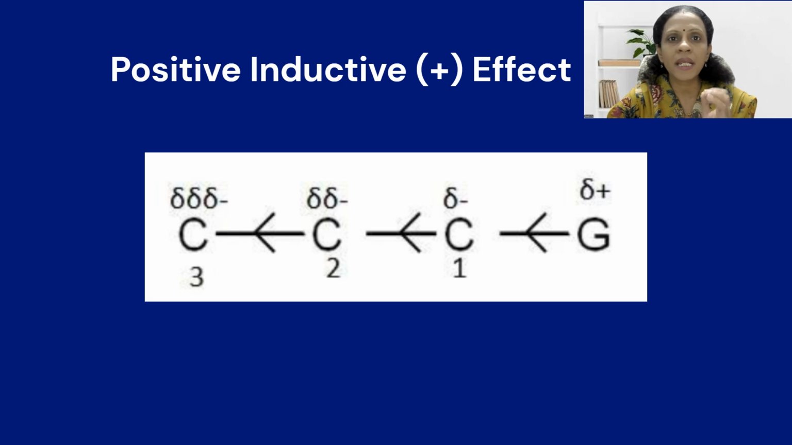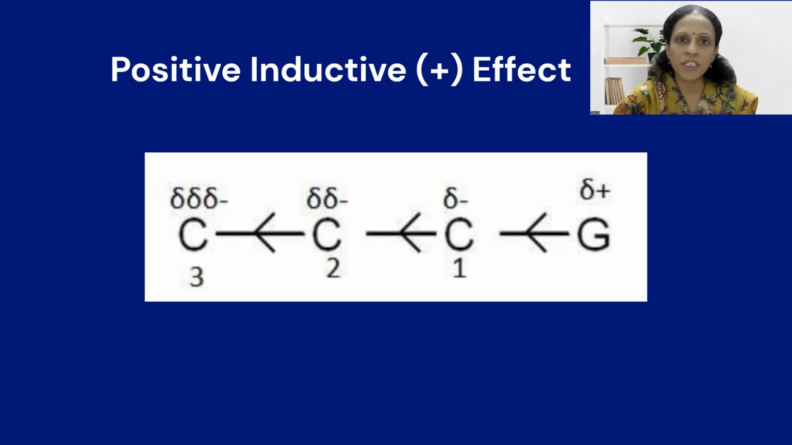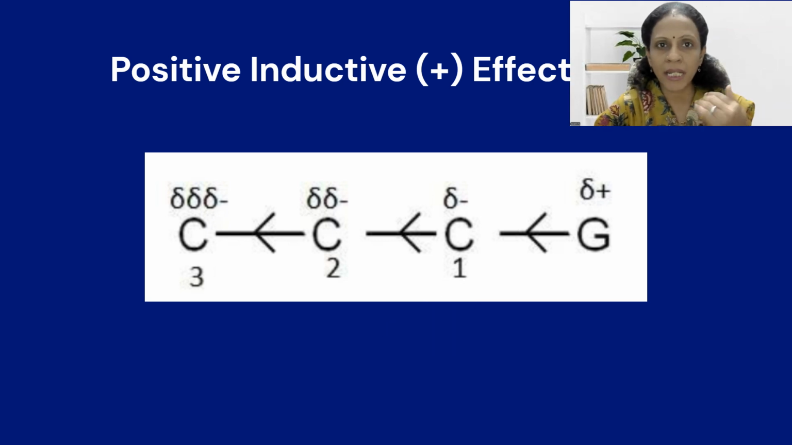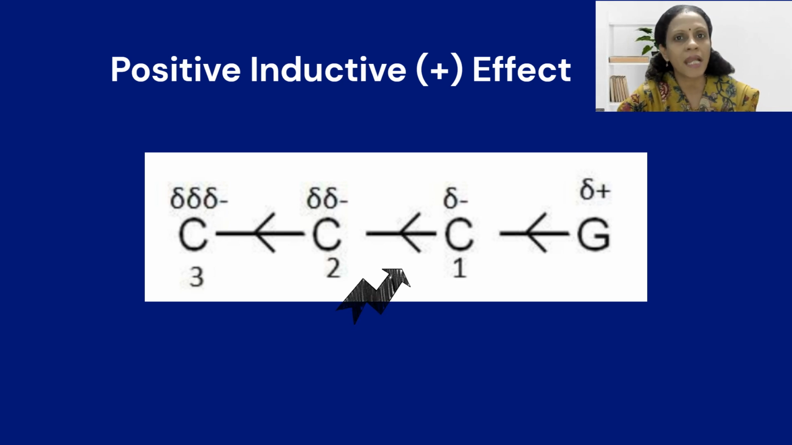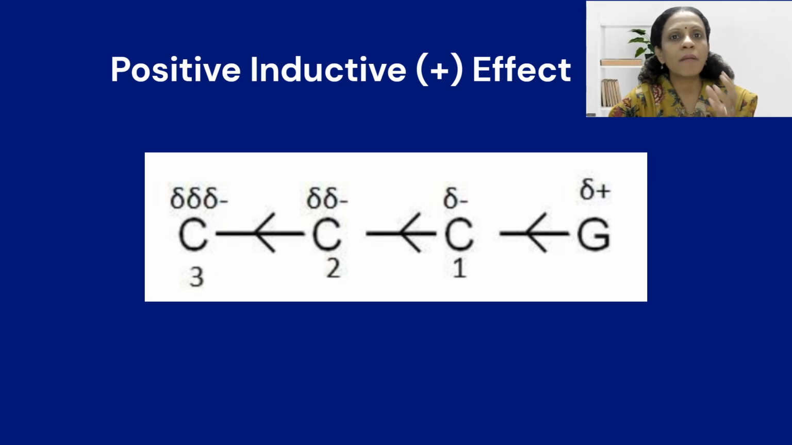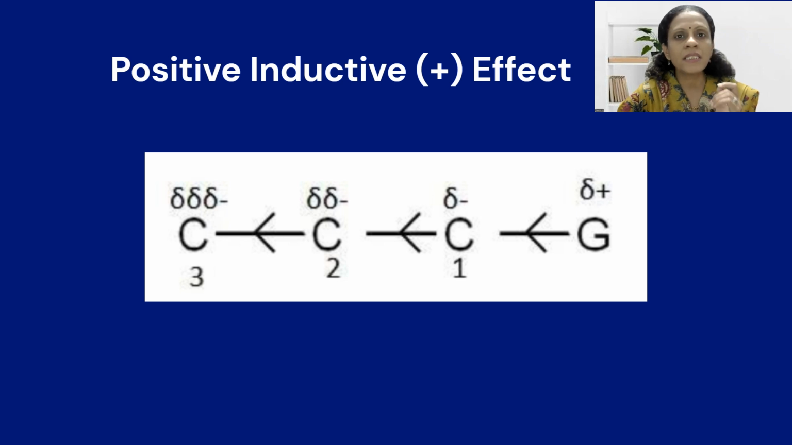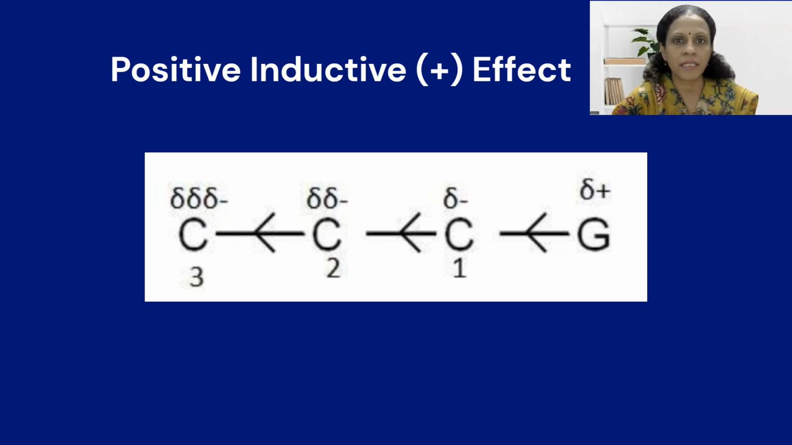So the carbon which is adjacent to these groups, because of the donation of electrons, attains partial negative charge. Now to compensate the partial negative charge on that carbon, the neighboring bonded pair of electrons will be attracted by the next carbon. And that is how the next carbon also attains partial negative charge, which is denoted with double delta minus. But this double delta minus will be having less negativity when compared with the delta minus. So here also the inductive effect decreases as the distance from the electron donating group increases.